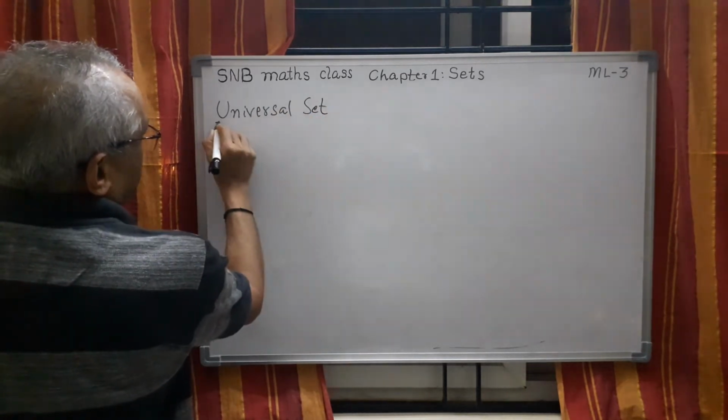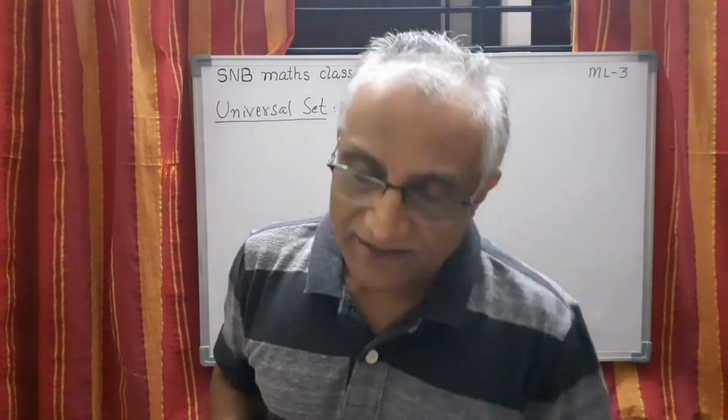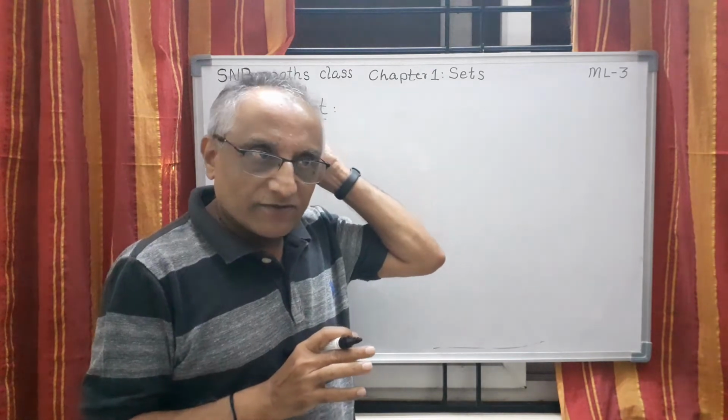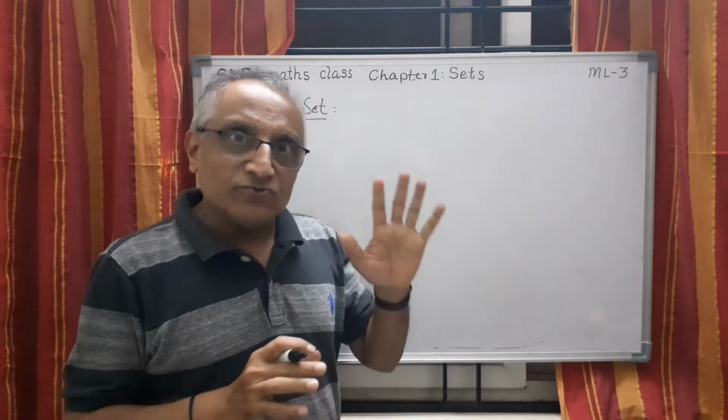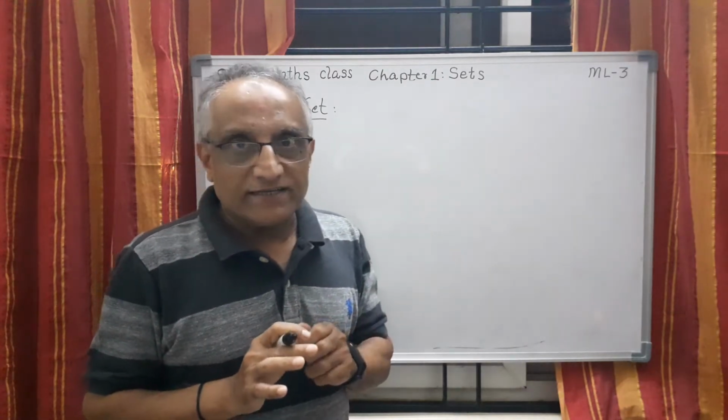So this is the last in our category. Before defining, actually defining is difficult. I can just explain what universal set is, because universal set is not unique actually. Let me give an example so that it makes the point very clear.